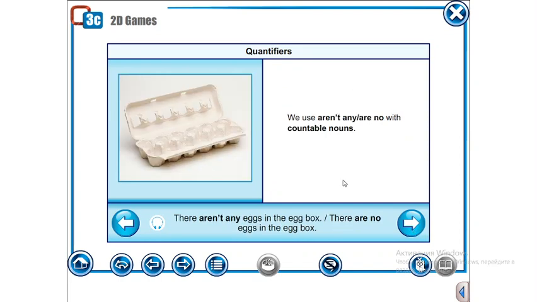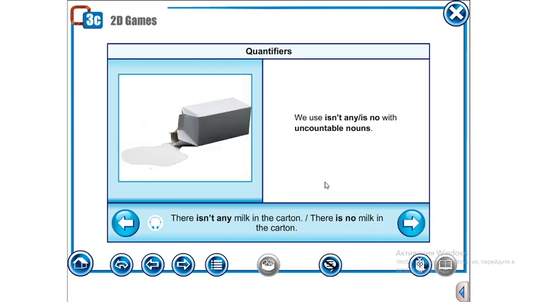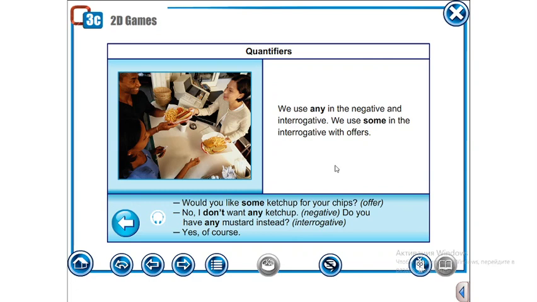We use aren't any, aren't no with countable nouns. There aren't any eggs. We use isn't any, is no with uncountable nouns. For example, milk is uncountable. We use any in the negative and interrogative sentence. We use some in the interrogative with offers.